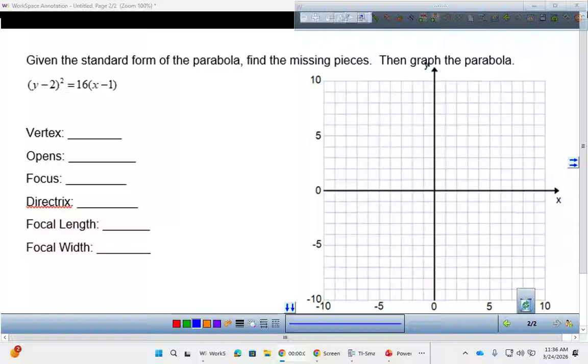All right, so this is a parabola. I know that because the problem says that. I also know that because there's only one squared term. And you know the standard form of a parabola. It's going to be given to you on your test. You don't have to memorize it.